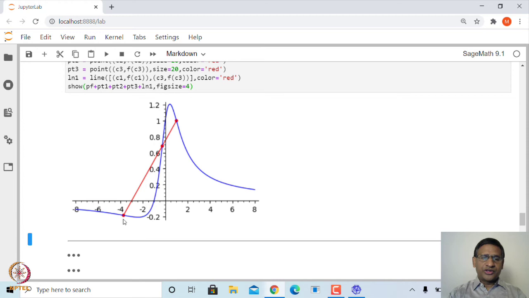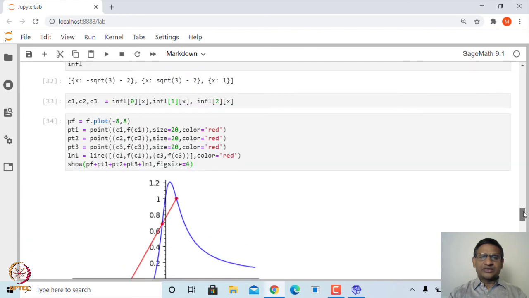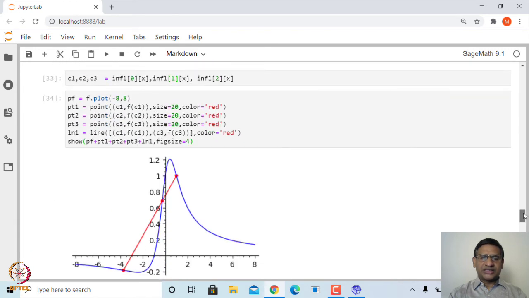So, this is your C1, f(C1), this is C3, f(C3), and this is C2, f(C2), and all these 3 points lie along the same line. As an exercise you should also try to find the points of local maximum and local minimum in this case as well, that you take as a practice exercise.